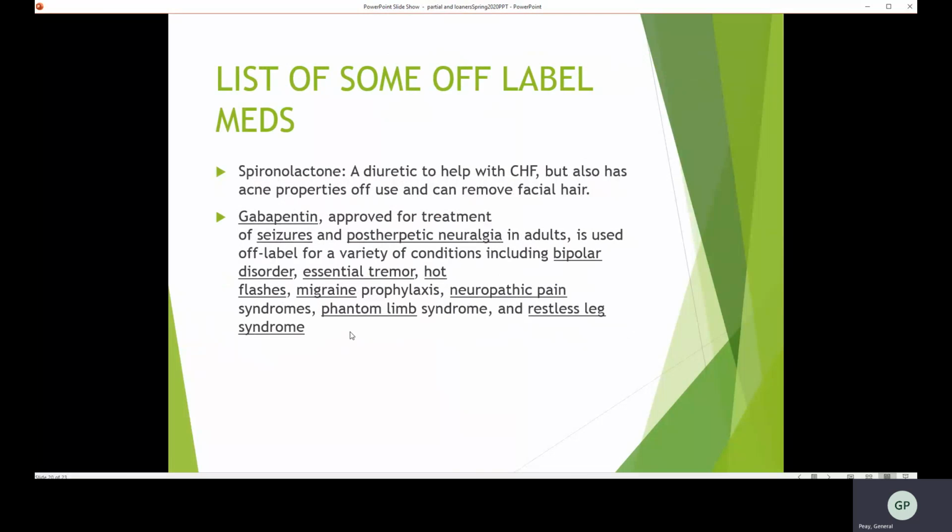Another drug, and there's lots of them, is spironolactone. This is a diuretic to help with congestive heart failure. That's what CHF stands for. But it also has acne properties off-label and can be used to remove facial hair.